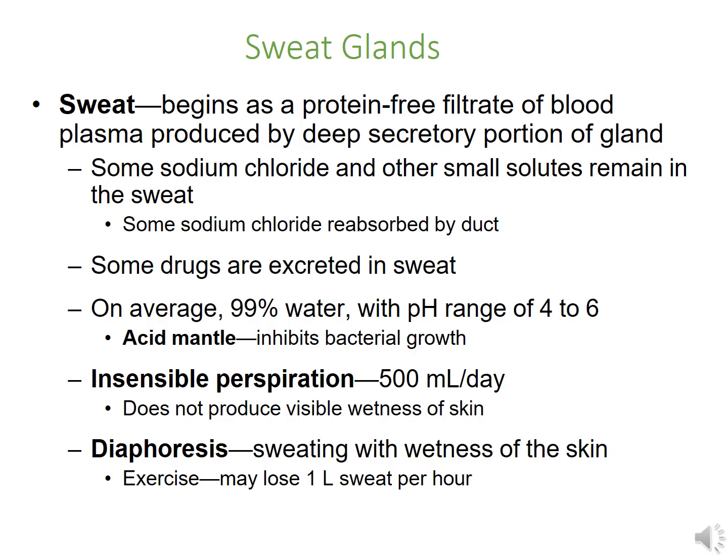Sweat begins as a protein-free filtrate of blood plasma produced by the deep secretory portion of the gland. Some sodium chloride and other small solutes remain in the sweat. Some sodium chloride is reabsorbed by the duct. Some drugs are excreted in sweat. On average, it is 99% water with a pH range of 4 to 6. The acid mantle inhibits bacterial growth. Insensible perspiration, about 500 mL a day, does not produce visible wetness of the skin. Diaphoresis: sweating with wetness of the skin. With exercise, you may lose one liter of sweat per hour.